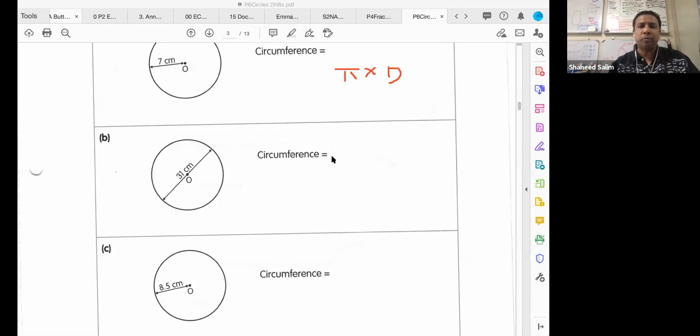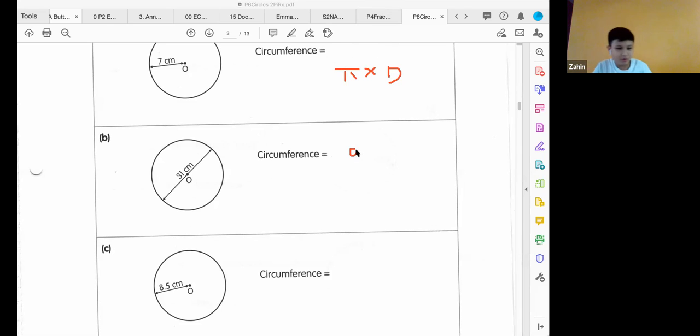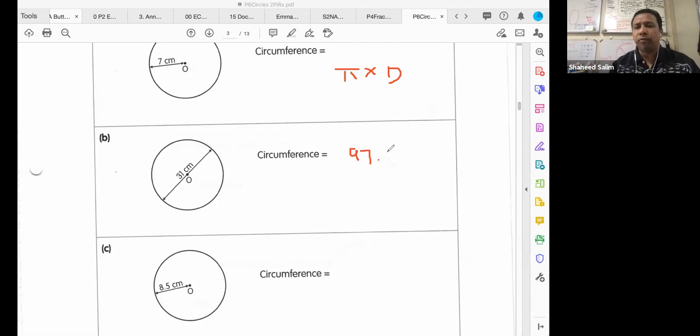Okay, Zahin, answer for B. 27.42? 97.43. Okay, correct. Now, how to do it again? If you've forgotten, 22 over 7 times diameter. Diameter is 31. You put this value in the calculator, you get a never-ending number. Don't forget to put cm.